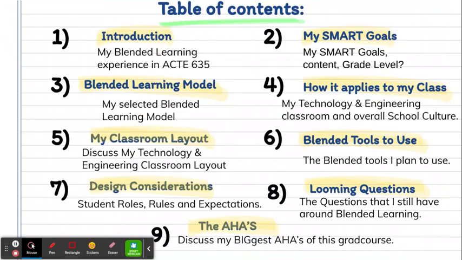So I'll start off with the table of contents here. Basically, I'm going to hit these 9 areas. I don't want to read through them word for word just because I'm pressed for time with this presentation, but we're going to do all these different areas that you see here in front of you.